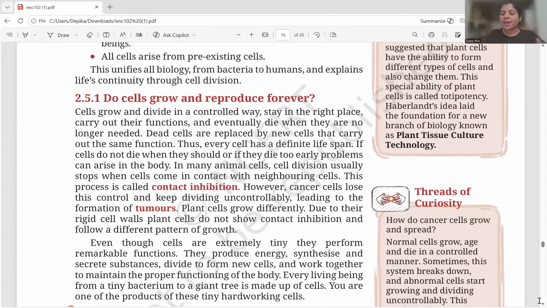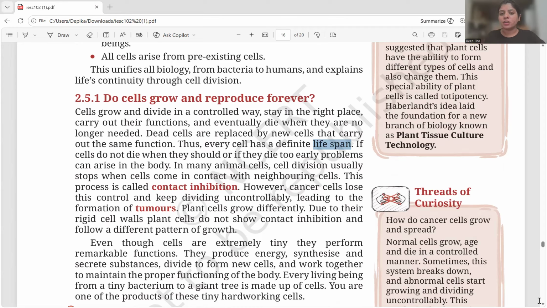Every cell of our body has a lifespan. Dead cells are replaced by new cells that carry out the same function. Thus, every cell has a definite lifespan. They are not able to grow uncontrolled. If they do so, they will cause tumor. In many animals, cell division usually stops when cells come in contact with the neighboring cells. This process is called contact inhibition. However, cancer cells lose their control and keep dividing uncontrollably, leading to the formation of tumor.